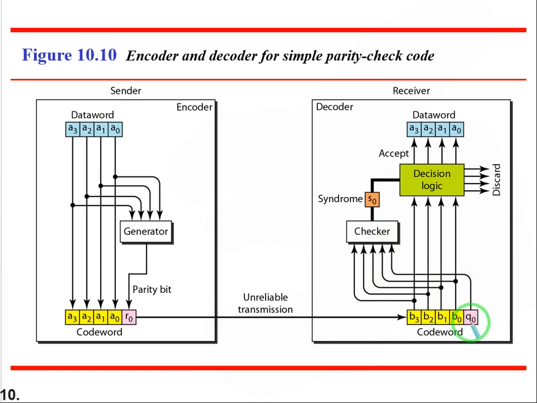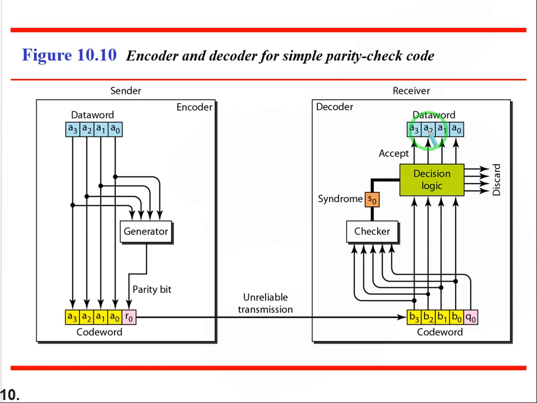Then the parity bit will come towards, and the code word will come towards the checker. Based on this, if there is any kind of error, it will go back and be corrected, then come back. But if there is no error, it will come to the decision logic, and it will say okay, this is our data word, and the extra bit is going to be discarded. So at the receiver end we will have our correct, exact data word.